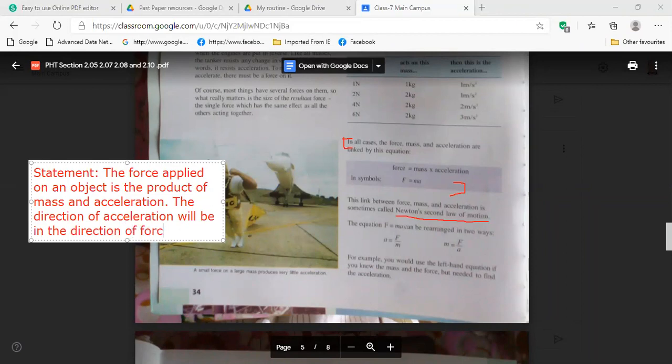I already gave you an example: if you are pushing your friend or pushing a book, then the object is accelerating forward, right? So it follows the direction of the force. The acceleration and force follow the same direction. And if you are pulling any object, then the acceleration is towards you. Are you clear? If it is clear, then we can go forward to the next part.